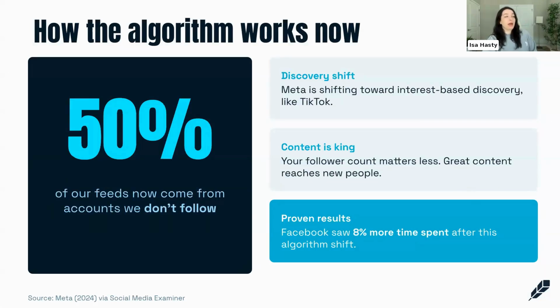So how the algorithm actually works now. 50% of our feeds on Instagram and Facebook come from accounts we don't follow.